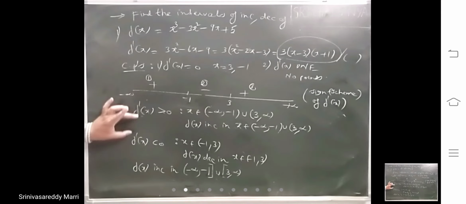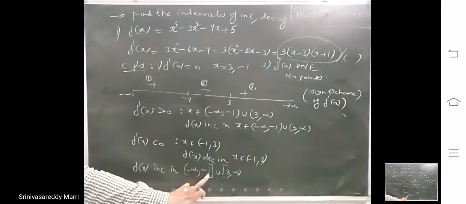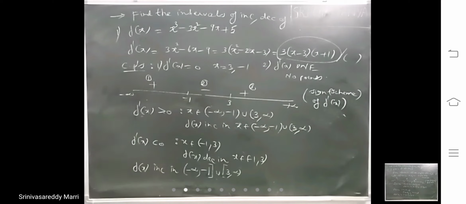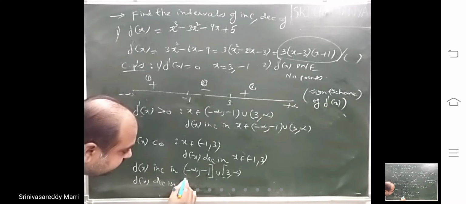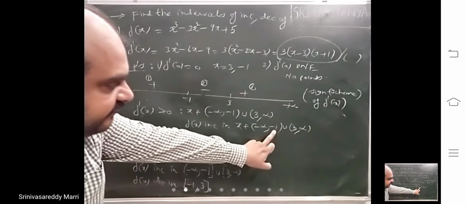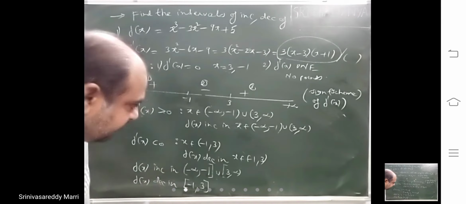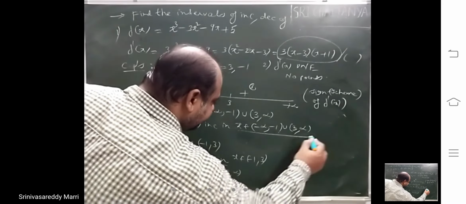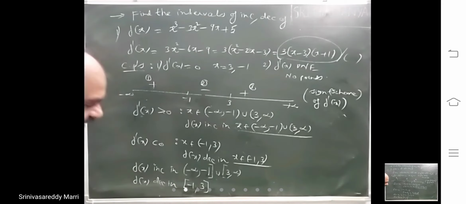Always you write like this: derivative greater than 0, derivative less than 0. He can give increasing in this interval as well as increasing in minus infinity to minus 1 closed, union 3 to infinity. He can give like this also. I will explain why. f of x decreases in these values, he will include in the closed interval. Even if it is given correct only, no problem. While doing this problem, always write the open interval. In the answer, if it is given like this also, it is correct.